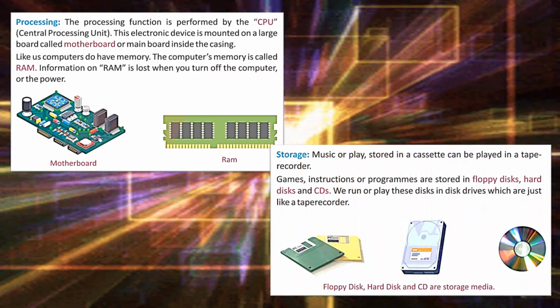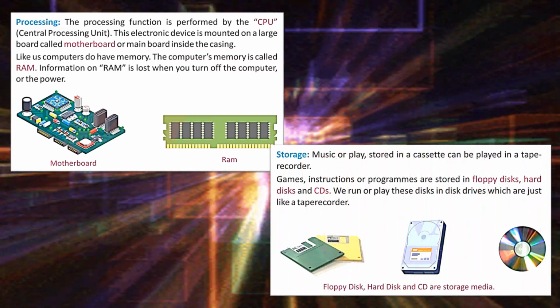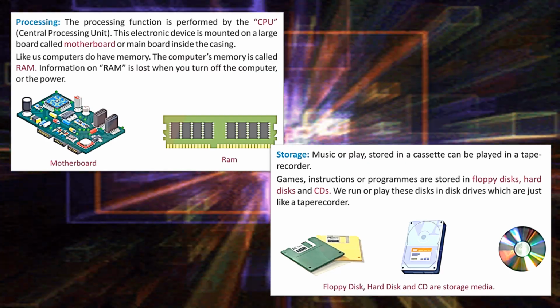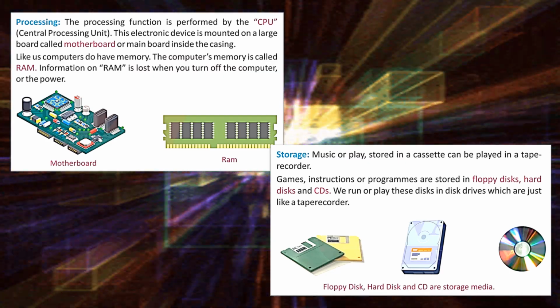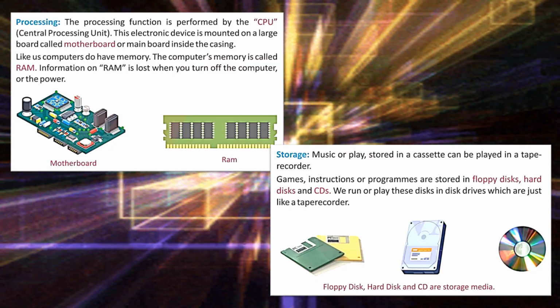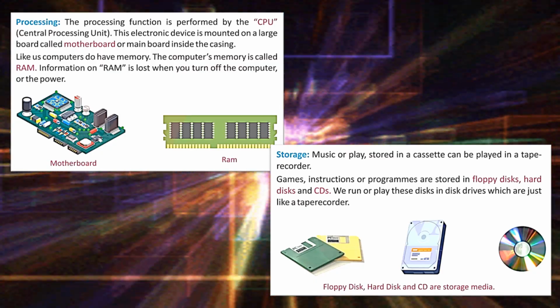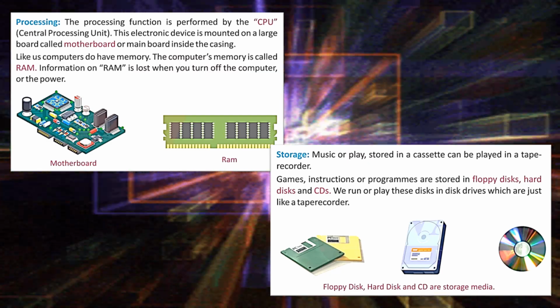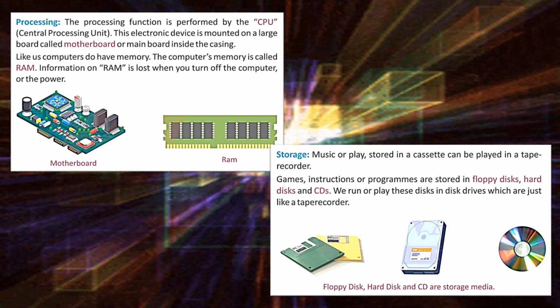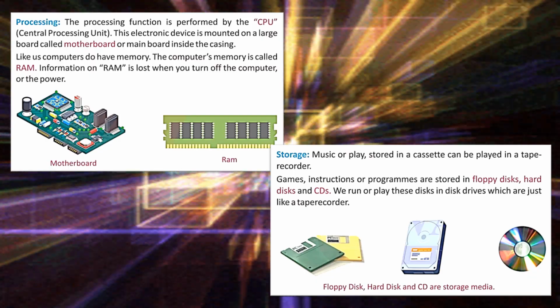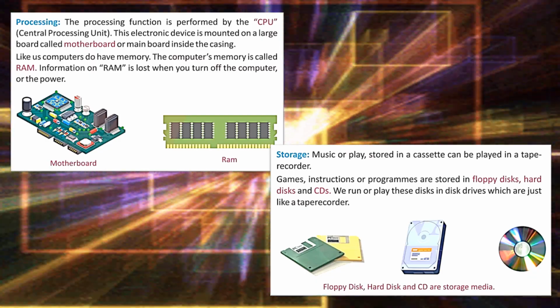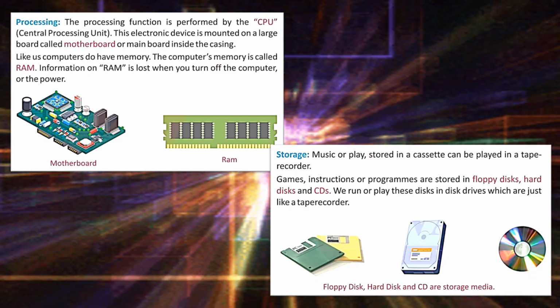Now processing. The processing function is performed by the CPU, that is Central Processing Unit. This electronic device is mounted on a large board called motherboard or main board inside the casing. Like us, computers do have memory. The computer's memory is called RAM. Information on RAM is lost when you turn off the computer or the power without saving.